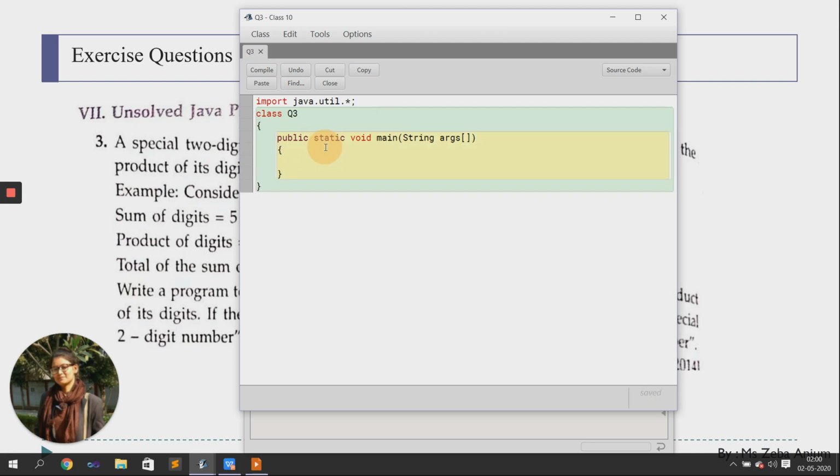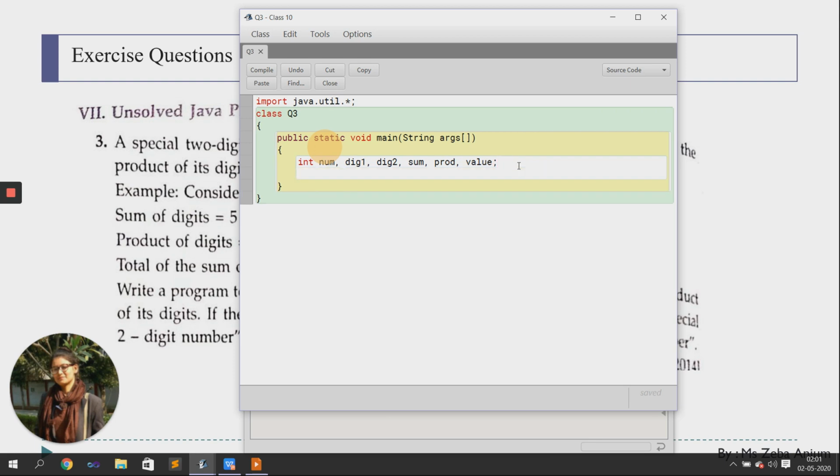Okay, now int number for storing the value of the number. Digit1 for storing the first digit, digit2 for storing the second digit, and for storing the sum, let us take sum. For product, let us take product. Now we have to add both the quantities. So we have taken the value.